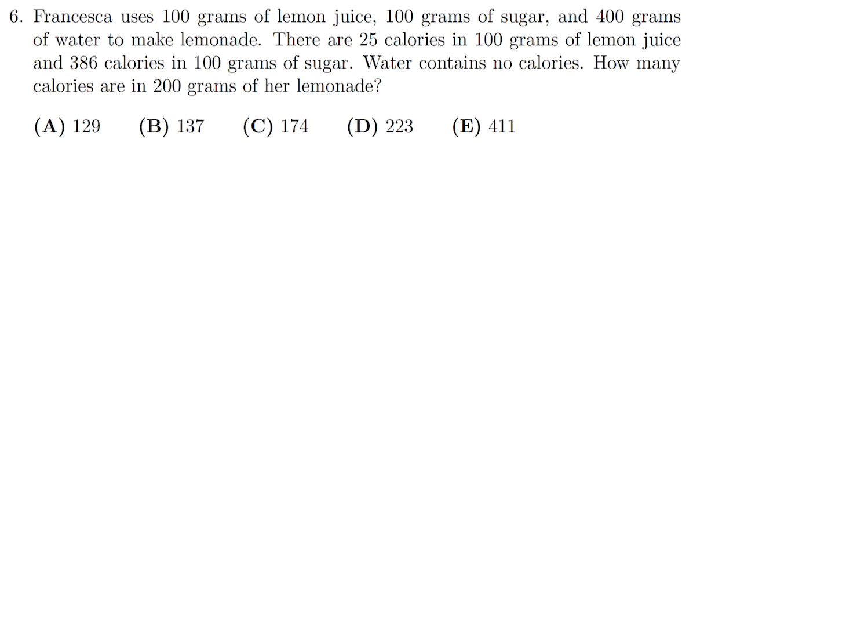Francesca uses 100 grams of lemon juice, 100 grams of sugar, and 40 grams of water to make lemonade. There are 25 calories in 100 grams of lemon juice and 386 calories in 100 grams of sugar. Water contains no calories. How many calories are in 200 grams of her lemonade? So we've got lemon juice, we have sugar, water, and we have lemonade. And remember, lemonade is different than lemon juice, so don't get confused.